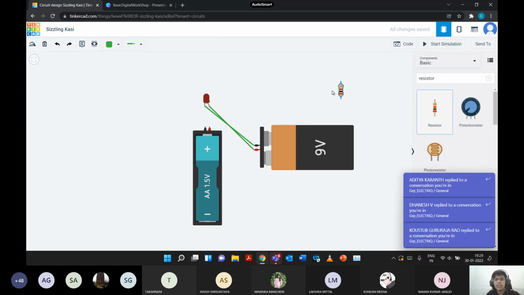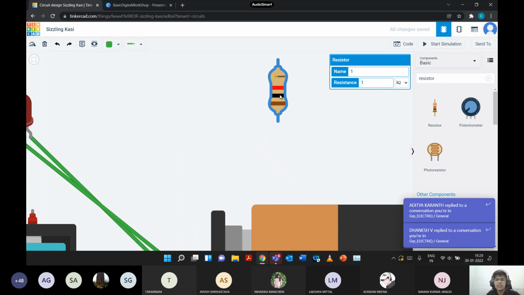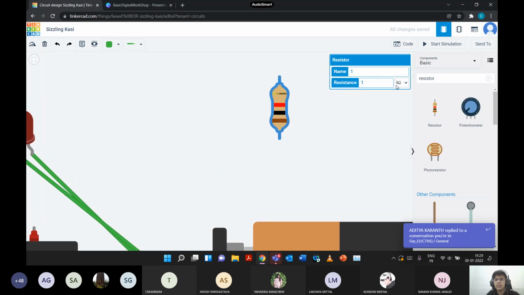So I'm going to use a carbon resistor. You can see this is a carbon resistor. We can change its value by typing here. And as you can see, whenever I change the value, the color coding also changes. I'll go to the mega, then you can see its color changed from red to green. I'll keep it below.